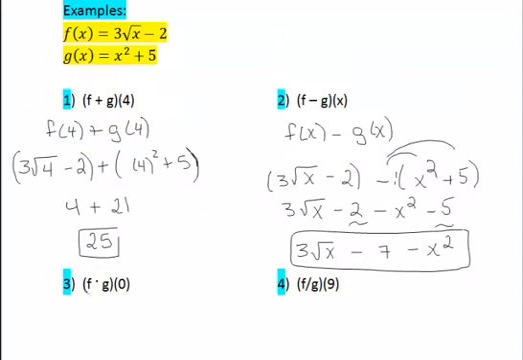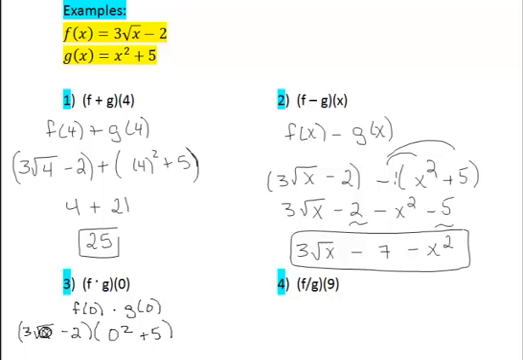Okay, how about the next one? We have f times g of 0. So we want to find f of 0 and multiply it by g of 0. So f of 0 is going to be 3 square root of 0 minus 2. And then we're going to multiply that by 0 squared plus 5.